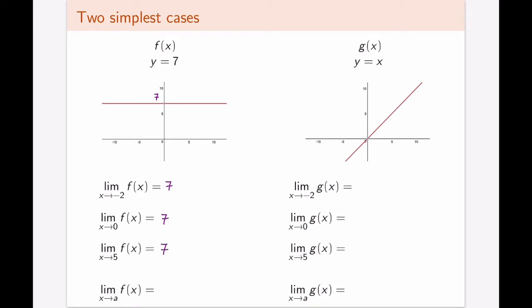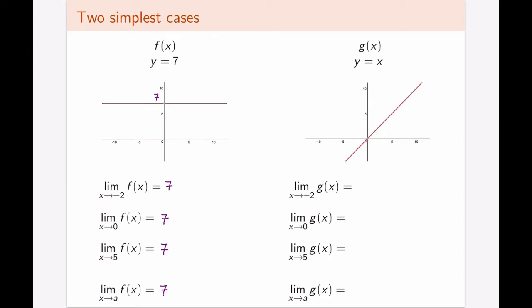In fact, it doesn't matter what value x approaches. The limit for all the possible values that x approaches of this constant function is going to be 7. So that's quite convenient. I know that if my function is simply a constant, the limit of it is always going to be the actual value of that constant, independent of the value of x that I plug in.